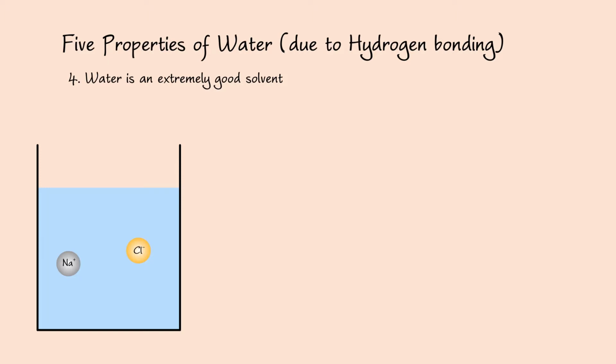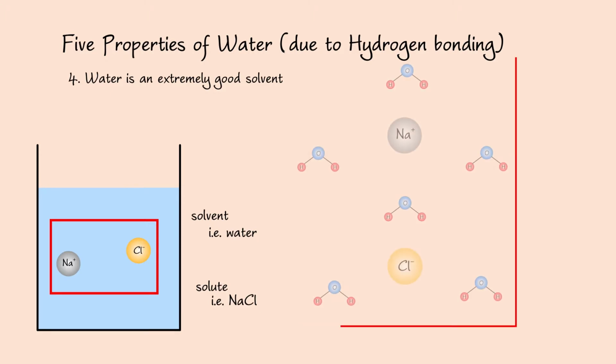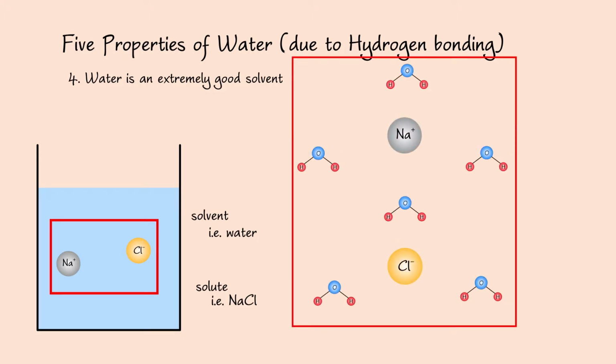There are two components of a solution. The solvent, in this case water, dissolves the solute, in this case sodium chloride. If we zoom in on the solution, you will observe that water interacts with the positively charged sodium and negatively charged chloride in a specific orientation.